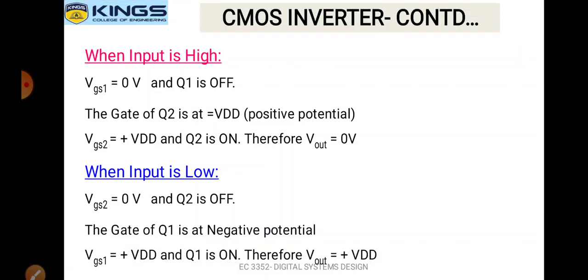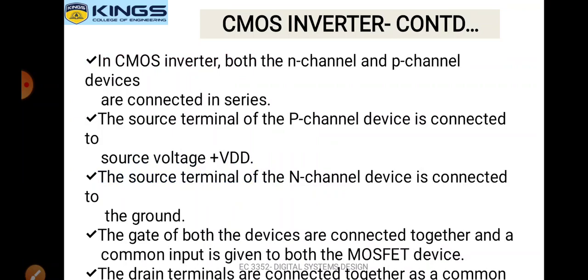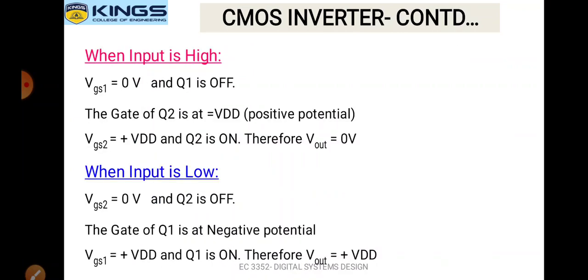Similarly, when the input is low, there is a small concept to consider. When the input is high, the N channel will conduct. When the input is low, the P channel is going to conduct. That's all. Similarly, see here, VGS2 will be equal to 0 volt, so Q2 goes to the off condition. The gate of Q1 is at negative potential, so VGS1 will be equal to plus VDD and Q1 goes on. Therefore, Vout will be equal to plus VDD.